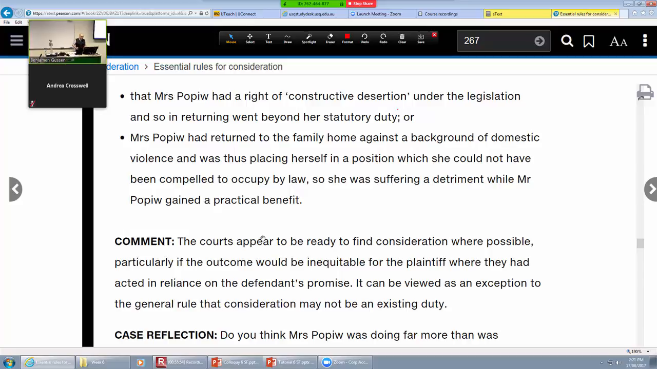They said Mrs. Poppy had returned to the family home against the background of domestic violence, and thus was placing herself in a position which she could not have been compelled to occupy by law, even in 1959. So she was suffering a detriment while Mr. Poppy gained a practical benefit, of course, of her being with him and living with him.